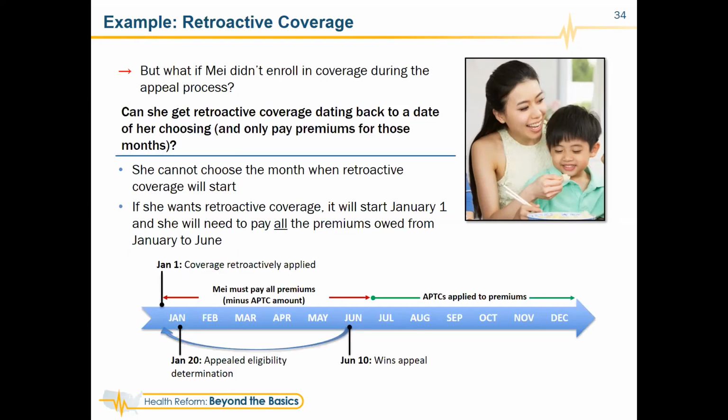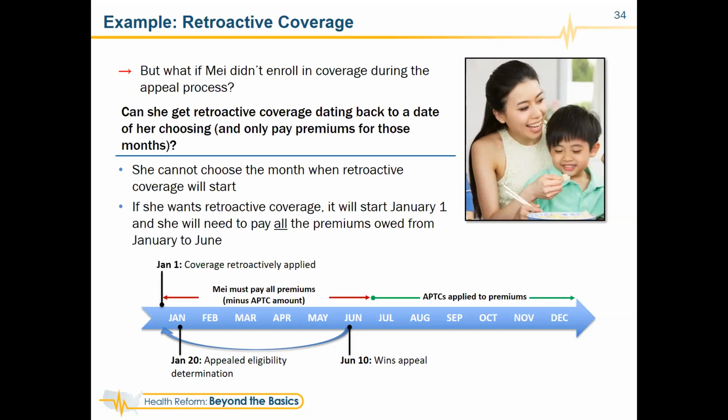So let's walk this out a little bit. Let's say she didn't enroll in coverage during the appeals process. Can she get retroactive coverage back? Not if she wasn't. She has to go back either all the way or just go forward. You can't go back part way.